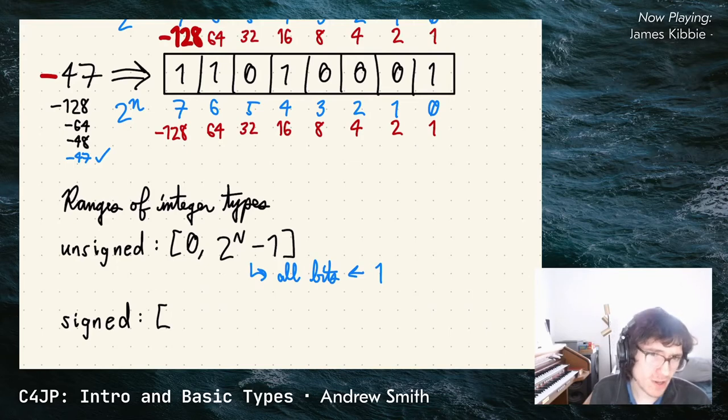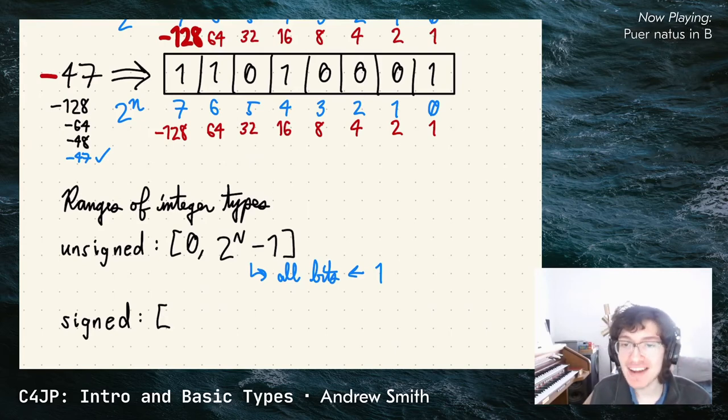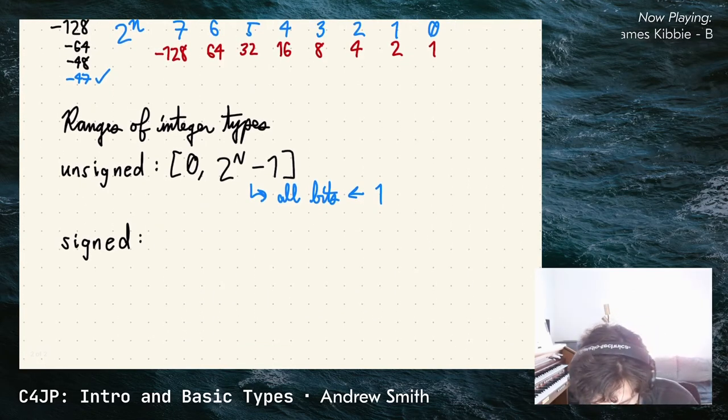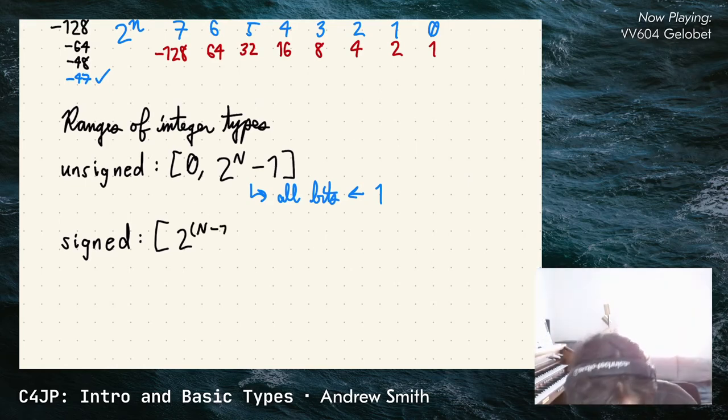Well, smallest for a signed value means most negative. And the way I see to get the most negative value is if we set this bit to 1 and all of these bits to 0, meaning we have a subtractive factor and no additive factors. And so for our 8-bit signed integer, the minimum value would be negative 128, which turns out to be negative 2 to the 7th. And since our type is n bits, 8 bits wide, our minimum signed integer value is negative 2 to the n minus 1.